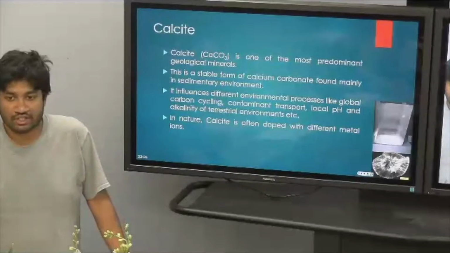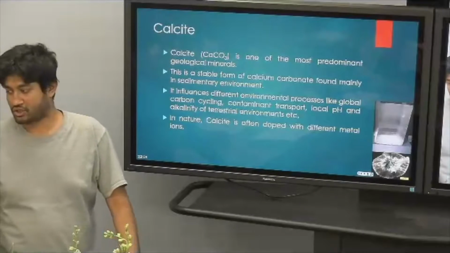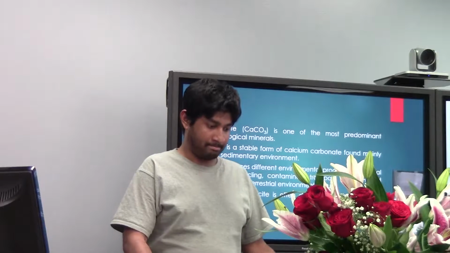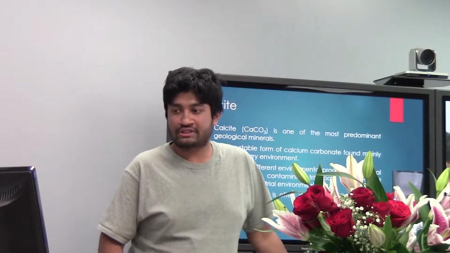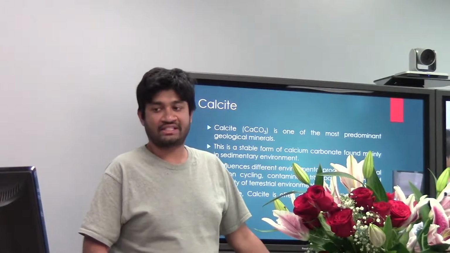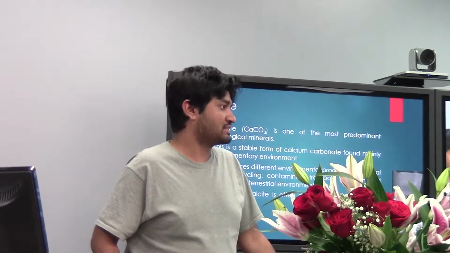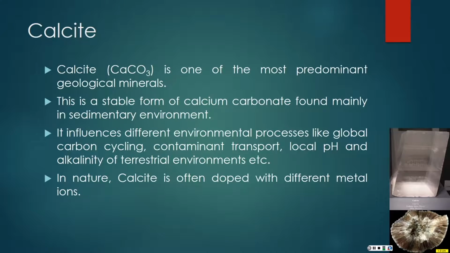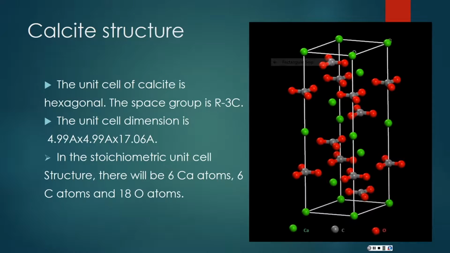Actually, calcite is one of the most predominant geological minerals on Earth. It is a crystallizable form of calcium carbonate that is found in sedimentary rocks. In global carbon cycling, contaminant transport, and the local pH and alkalinity of terrestrial environments, calcite has some contribution. In nature, it is also often found in doped forms with different metal ions.